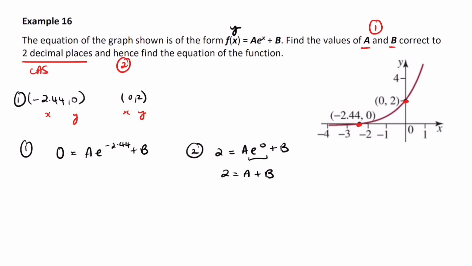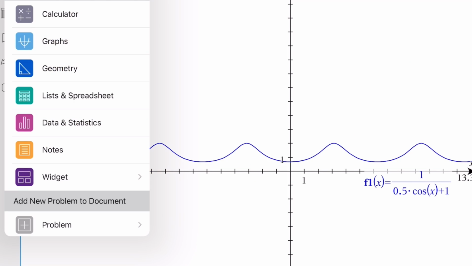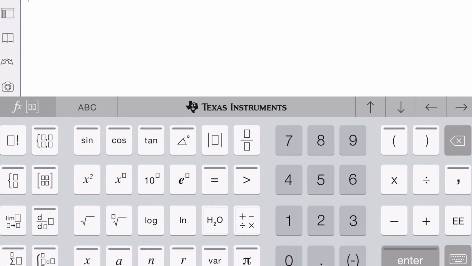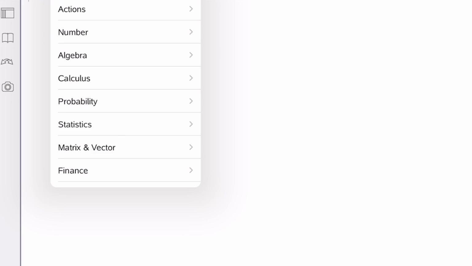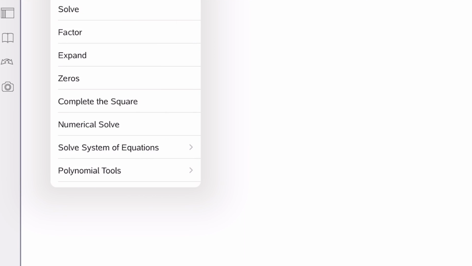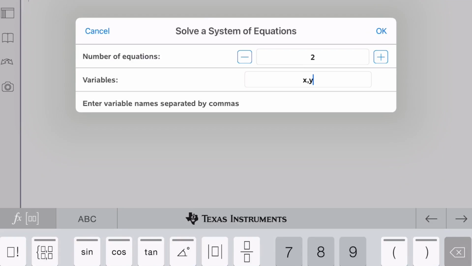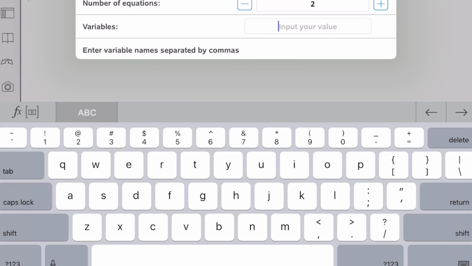So all we can do from now is that I've got two simultaneous equations, and I can go straight into the CAS calculator and solve it. Especially because it says to two decimal places, that indicates that I can use my calculator to solve it. We're going to go to calculator. You'll go to menu, algebra, solve system of equations. And we want two equations, and our two unknowns are a and b.